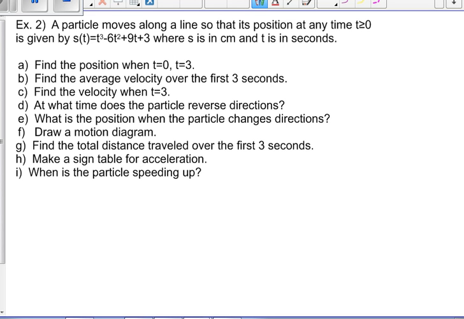We've got a particle that moves along a line so that its position at any time greater than or equal to 0 is given by that function, t cubed minus 6t squared plus 9t plus 3, where the position is in centimeters and time's in seconds. So that's kind of a contrived setup, but it's a good way for us to investigate what motion looks like in a function. And we've got a whole bunch of questions here, and we can decode them and figure out what's going on. We'll have to do that bit by bit.